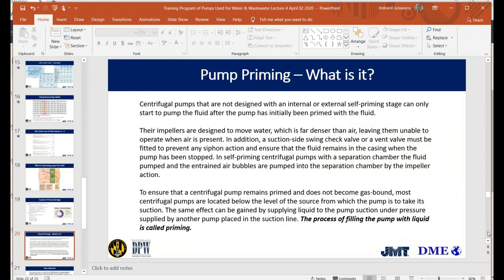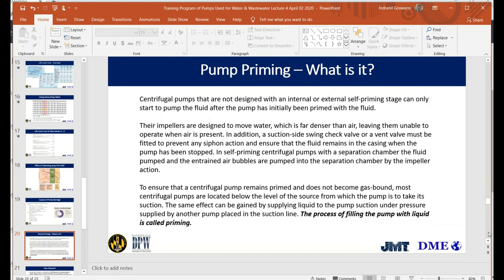Pump priming, we talked about it in another slide. Depending on the type of pump, the impellers are designed to push the fluid, but not necessarily to start up in an empty situation. So for pumps that are not self-priming, you have to prime the pump before you get them going. Failure to do so can cause failures or operational issues as the pump is operated incorrectly.